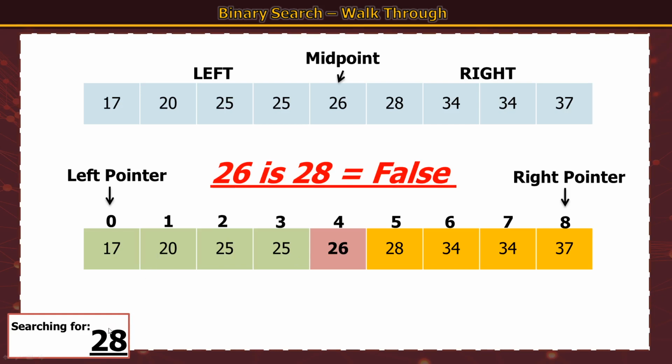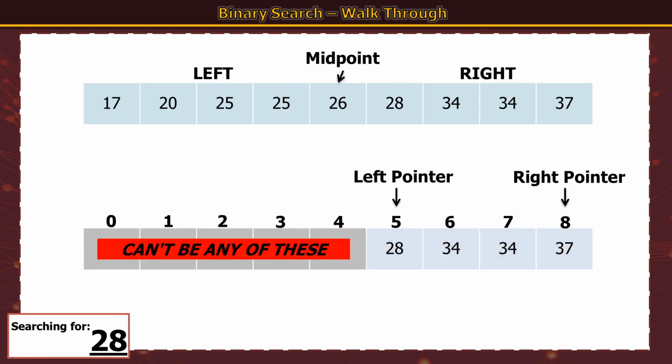So what that means is, because a binary search requires it to be in order, because 26 is less than 28, we know that anything from here backwards, the left hand side, is too small. So we can no longer pay attention to that data. Therefore I can ignore it because the data can't be any of those. Okay, so now my new left pointer is at the most left point of the data we're interested in.